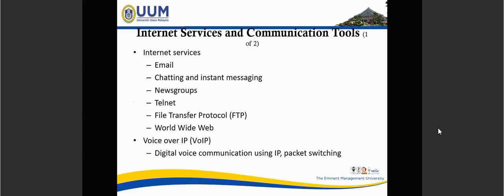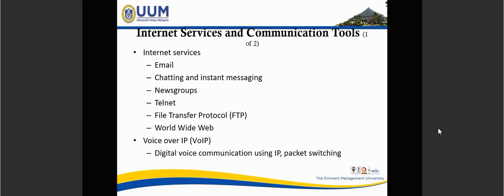Internet services and communication tools. What are these? What internet services? A lot. We practice them every day, but we cannot name them. If we ask you what the internet services are, maybe you provide a few. Email. We have to have email to send emails. Chatting and instant messaging all the time. Now we don't use direct calling or voice calls. We send text messages or we send a voice message. Newsgroups, Telnet, file transfer protocol, World Wide Web, VoIP also.